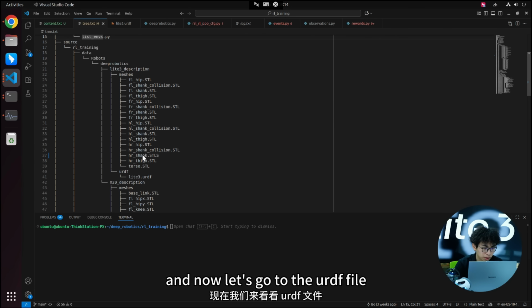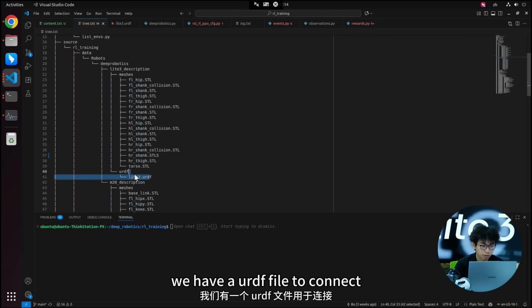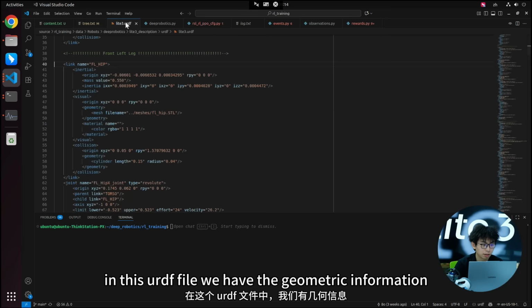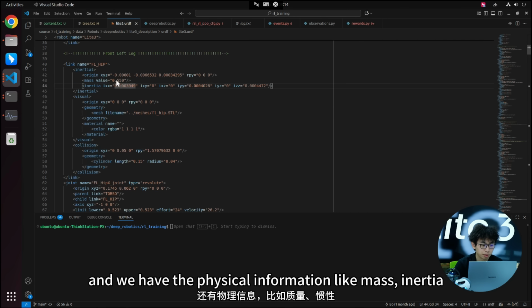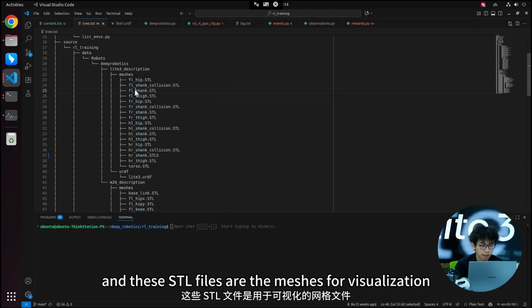And now let's go to the UIDF part. So this is what a standard UIDF file format looks like. In this UIDF file, we have the geometric information and we have the physical information like mass, inertia, this kind of stuff. And these STL files are the meshes for visualization.